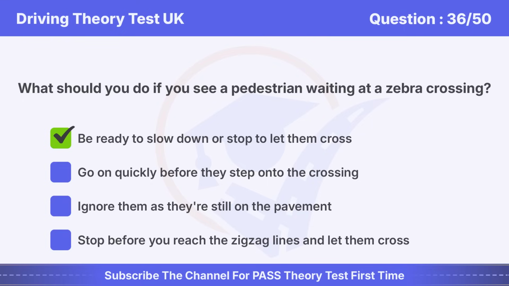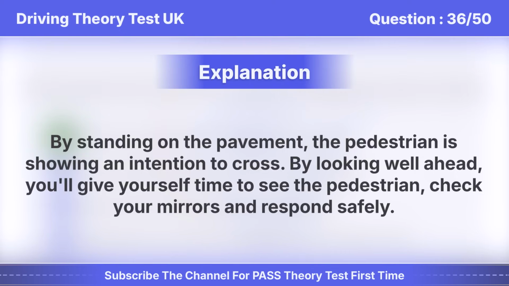Answer is A. Be ready to slow down or stop to let them cross. By standing on the pavement, the pedestrian is showing an intention to cross. By looking well ahead, you'll give yourself time to see the pedestrian, check your mirrors and respond safely.